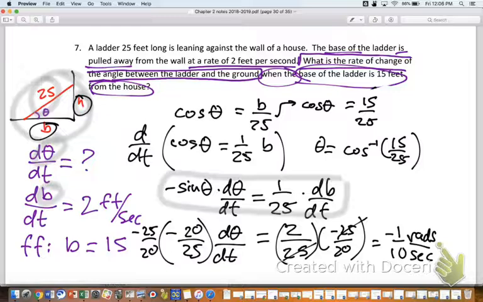Listen, let's just be honest. You guys are like baby birds at this still, right? You're just barely getting out of the nest, and so we just got to keep building it.